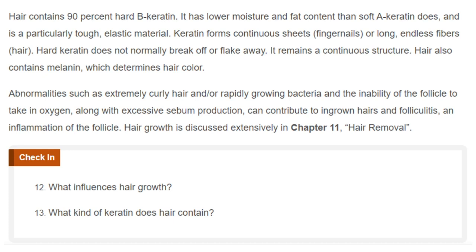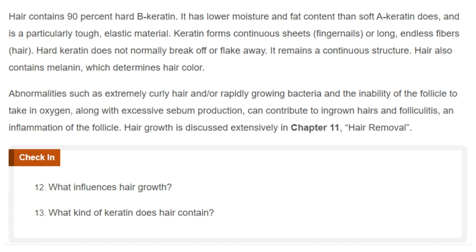Keratin forms continuous sheets, fingernails, or long, endless fibers, hair. Hard keratin does not normally break off or flake away. It remains a continuous structure. Hair also contains melanin, which determines hair color.